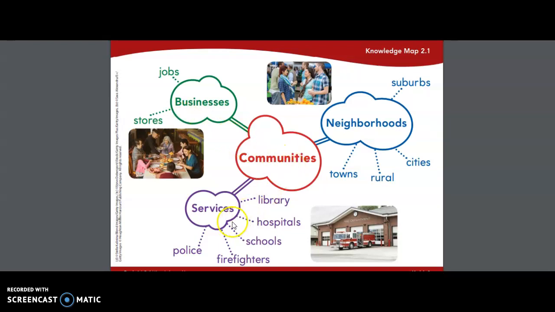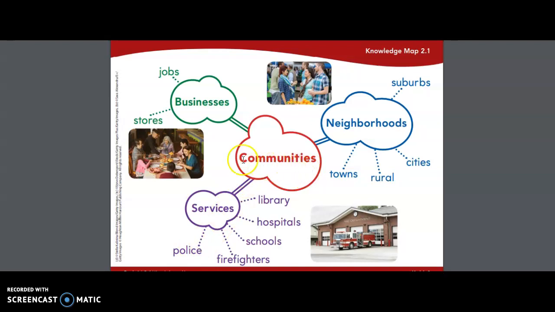In communities, there are also services. So I think of going to the library. The library is a service. Hospitals, schools, firefighters, and police. Are there other words that you think of when you hear the word communities?